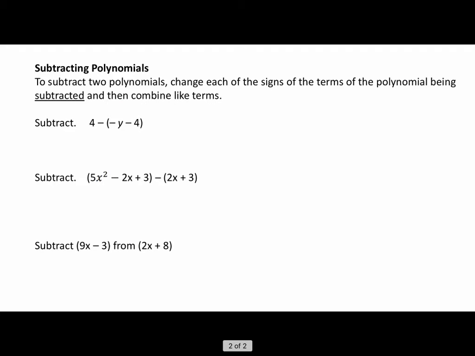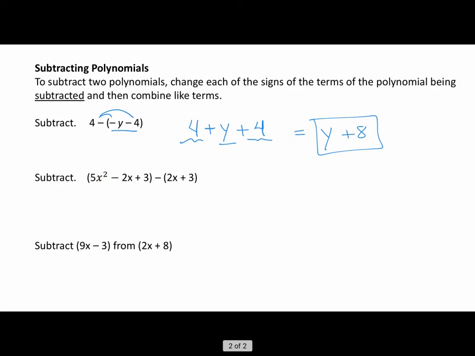To subtract polynomials, we're going to change the signs of the terms of the polynomial being subtracted, and then just combine like terms. So let's subtract. Okay. I'm going to change the sign of every term in the subtracted polynomial. It's like I'm distributing negative 1 to each of those terms. So that becomes a positive y and a positive 4. Now let me simplify by combining like terms. I'll start with the highest degree y, and then constant 4 plus 4 is 8.